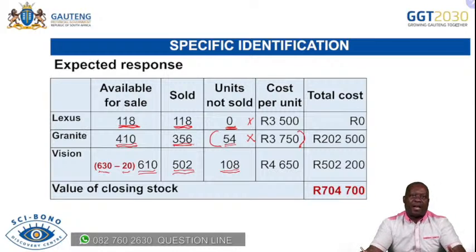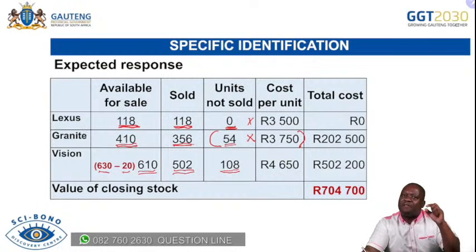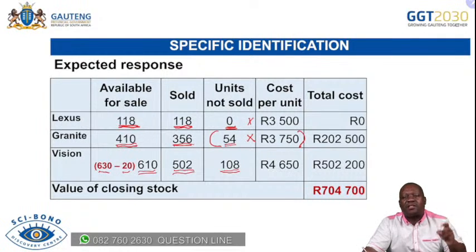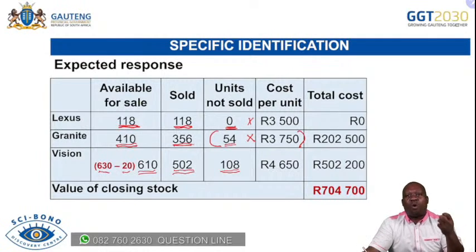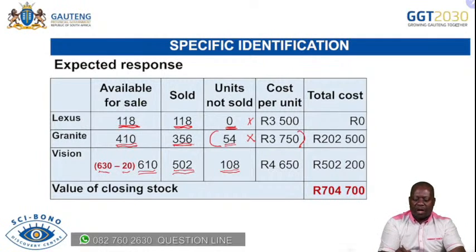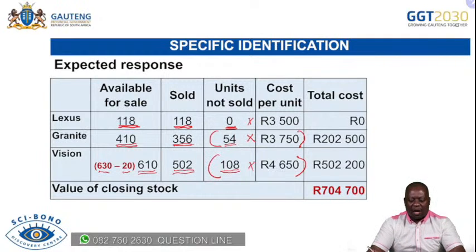108 are still available. Now, it therefore means we need to give the value to those 108. And the unique thing about them is the cost price for one is known. Each was bought at 4,650. So we are going to use this on our calculator and say 108 times 4,650. And it is giving us 502,200.